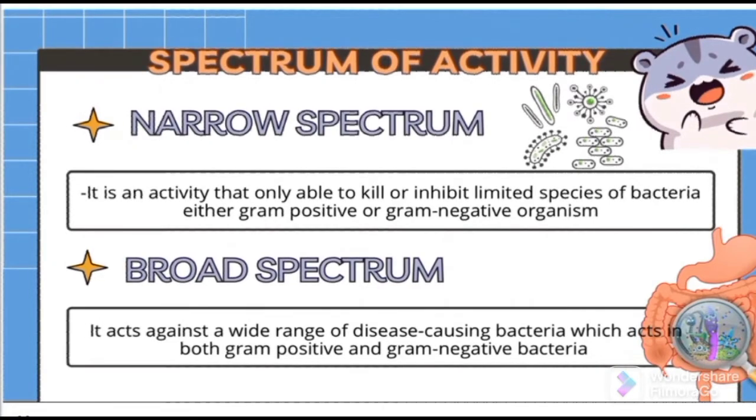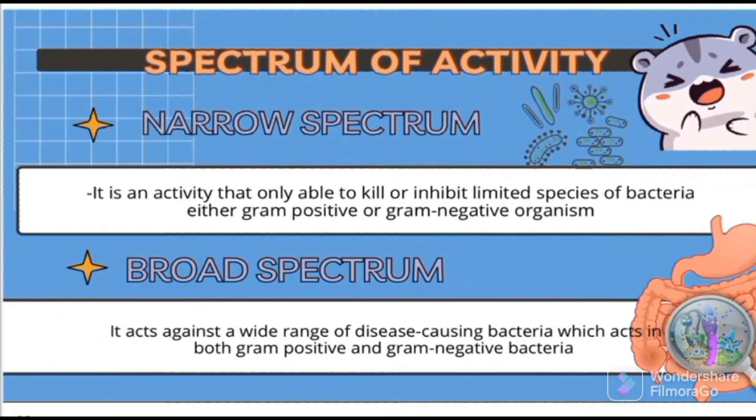Another classification of antimicrobial agent is based on spectrum of activity. Spectrum of activity includes narrow spectrum and broad spectrum. Narrow spectrum is an activity that is only able to kill or inhibit limited species of bacteria, either gram-positive or gram-negative organisms. An example of this is streptomycin. While broad spectrum acts against a wide range of disease-causing bacteria when the suspected bacterial infection is unknown. It acts on both gram-positive and gram-negative bacteria. Examples of broad-spectrum agents are tetracycline, chloramphenicol, and erythromycin.